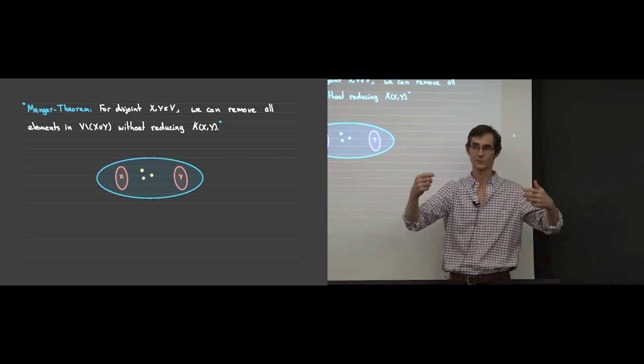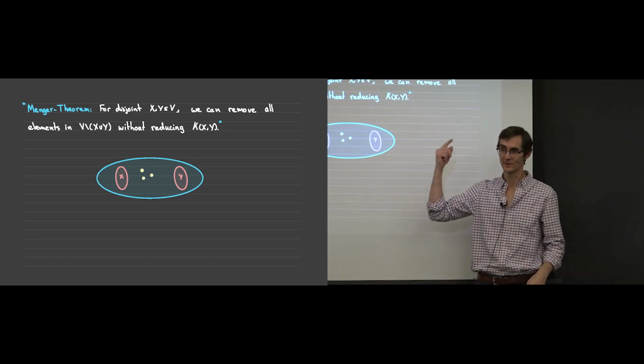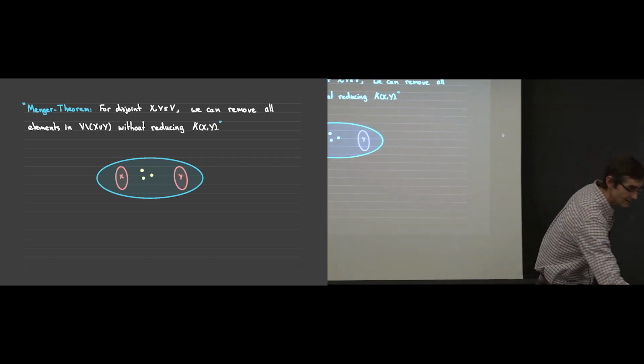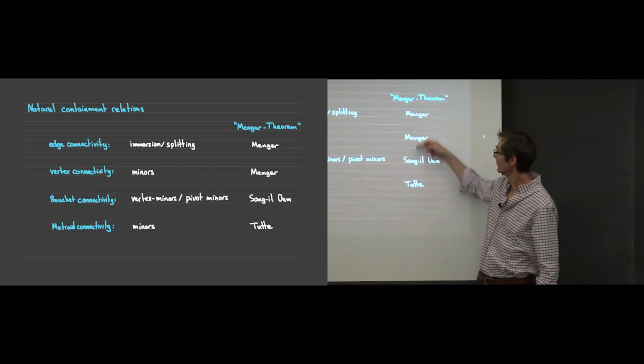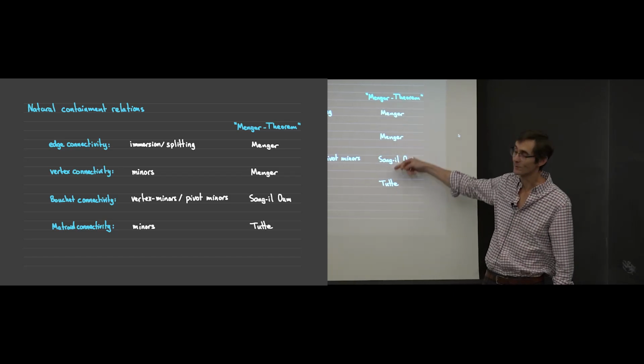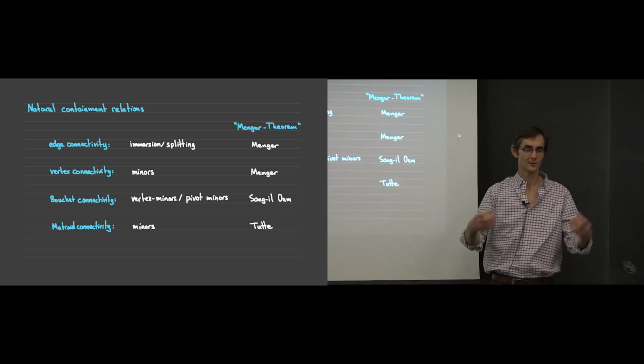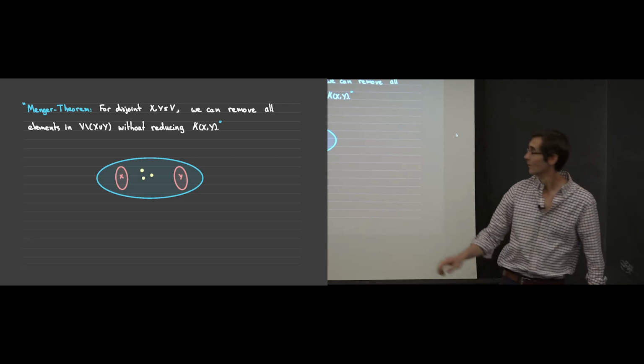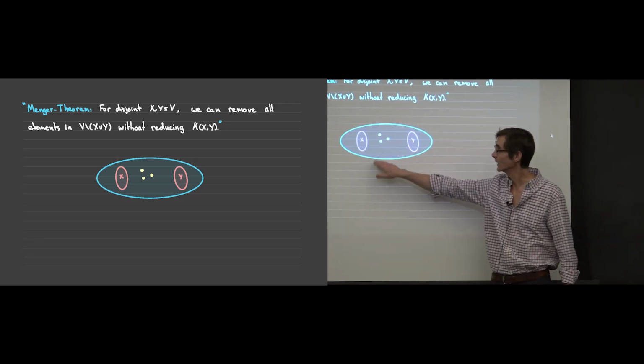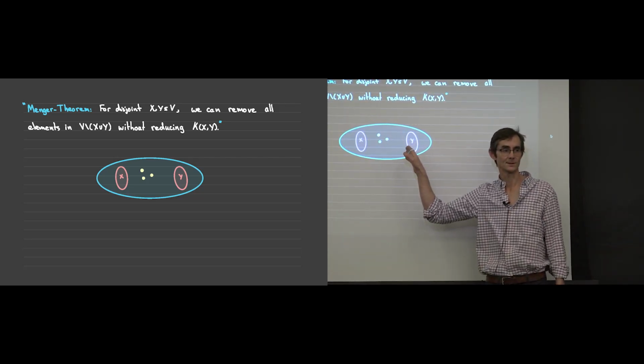So if you look at each of those theorems that I just mentioned, if you state them the right way, they all say that you can remove all of these things outside x and y without reducing the connectivity between x and y.